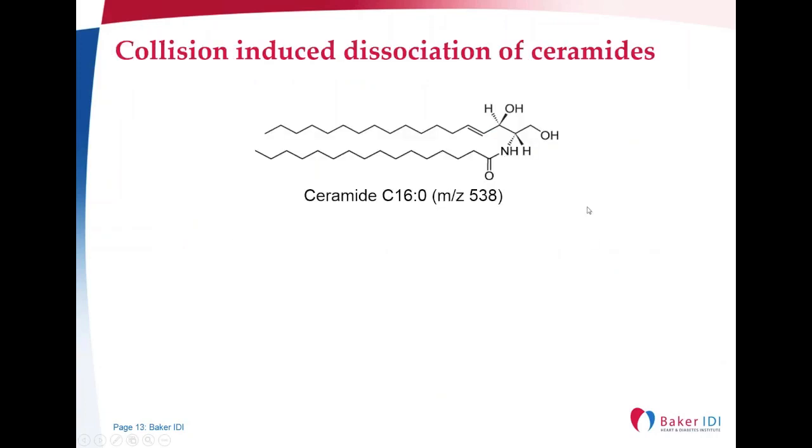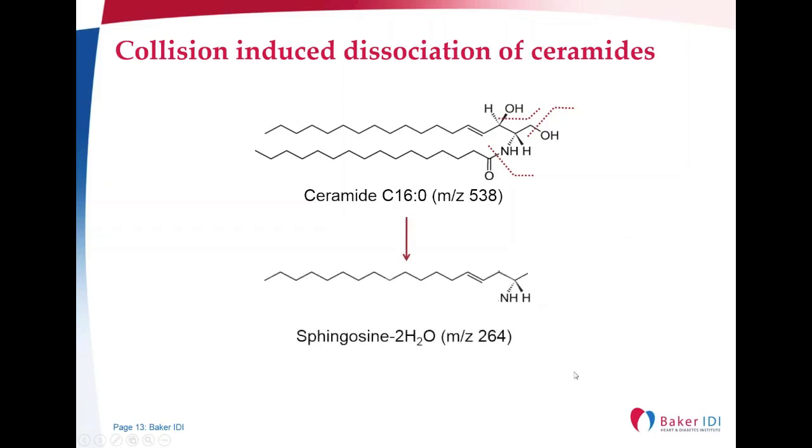And an example of that is shown here, where we're looking at, in this case, a C16 ceramide. It fragments in a particular and predictable way within the mass spectrometer, so it loses a couple of water molecules and this acyl group here to produce a sphingosine backbone with a characteristic mass to charge of 264.